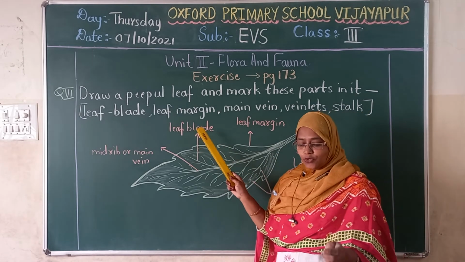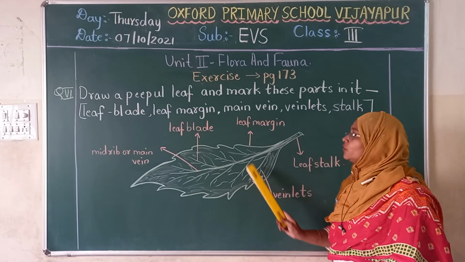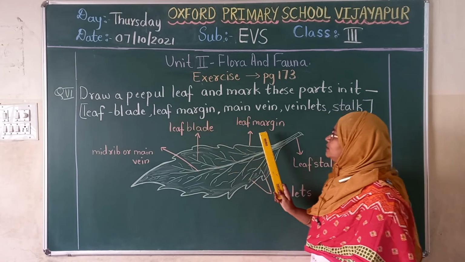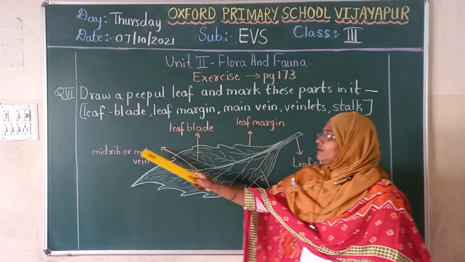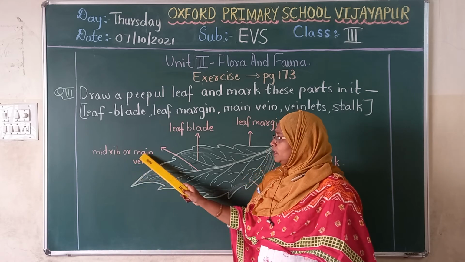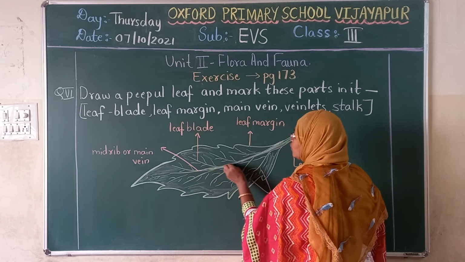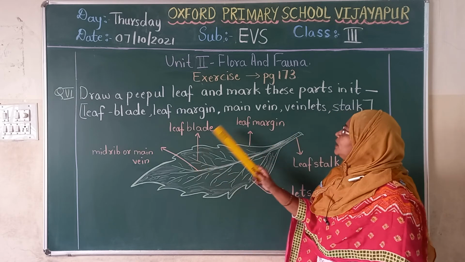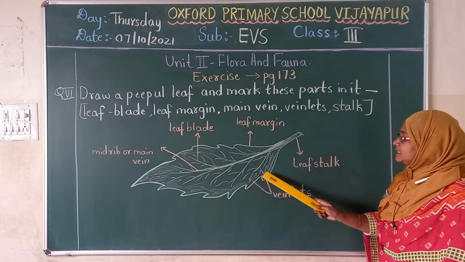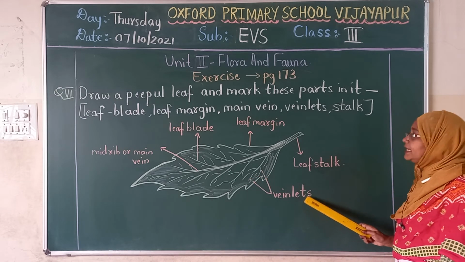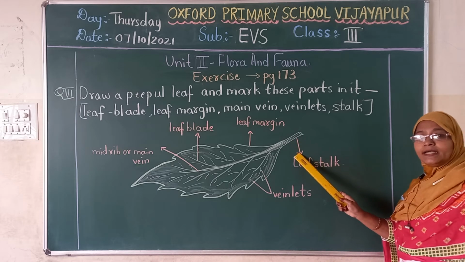See in your textbook, you can open that page and you see a leaf, how it is drawn. Leaf margin, this is the leaf margin. Main vein, here we call it as midrib or main vein. This is the main vein which is coming here. So here veinlets. These are your veinlets. Then stalk. This is a leaf stalk. See, this part we call leaf stalk.